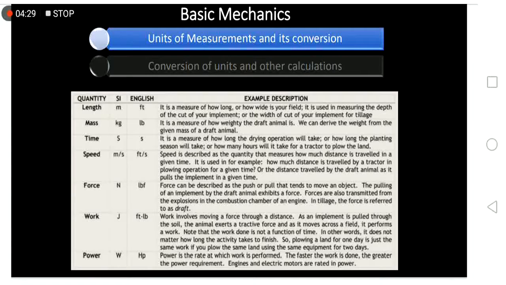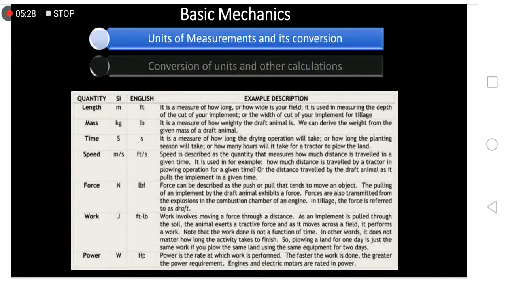So in terms of length, we have the meter for metric, and English is usually in feet, inches, yards, and so on. While for the SI or metric system, we have the meter, the centimeter, the kilometer as units of length. So length is a measure of how long or how wide our field is.